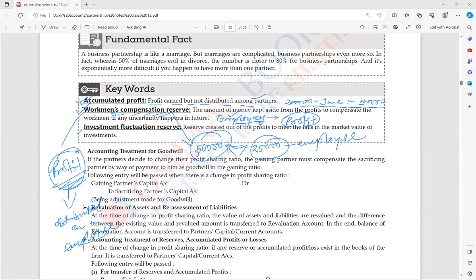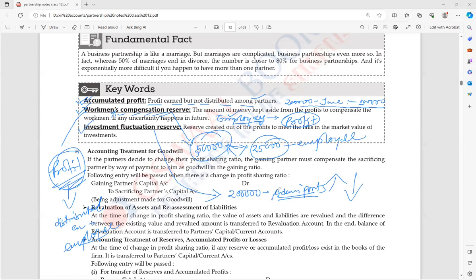Okay, one more thing we are going to see, that is the investment fluctuation reserve. Now you think about this too. Say, for example, I have invested in the share market or in share capital. Say 2 lakh rupees I have invested in Adani Ports. Now it might be possible that the Adani Ports share goes up, or it can go down also.